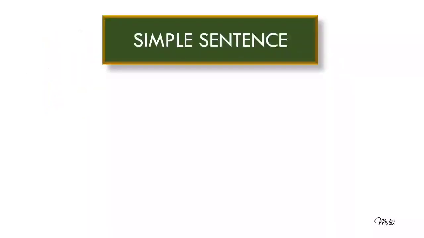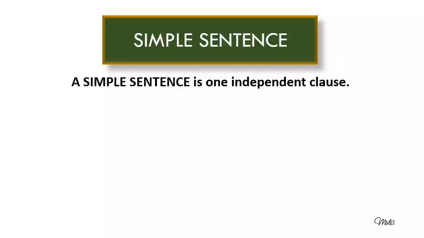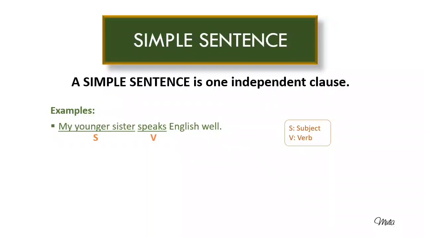Now, we are talking about the first type of sentence, that is simple sentence. A simple sentence is one independent clause. For example, my younger sister speaks English well. In this sentence, my younger sister is the subject, speaks is the verb. The second example, my brother and I are completely different. In this sentence, my brother and I is the subject, are is the verb.